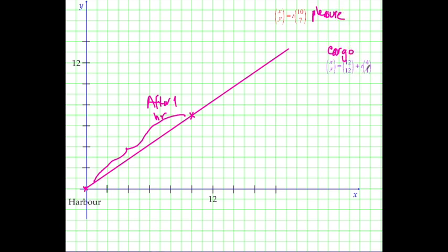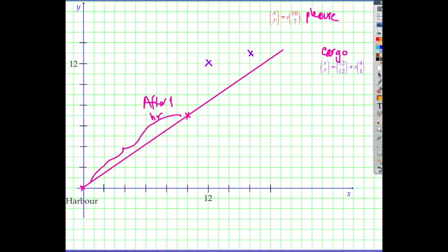This one starts at 12, 12. I'll use purple for this one. Why don't we mark that position on our grid, and then we know where that boat is starting from. And then we can actually indicate in which direction that boat is going. It's going 4 to the right and 1 up. And that's every single hour. So as you can see by looking at it, it's much slower, right? You can see in 1 hour, it's definitely not moving as far as the pleasure boat.